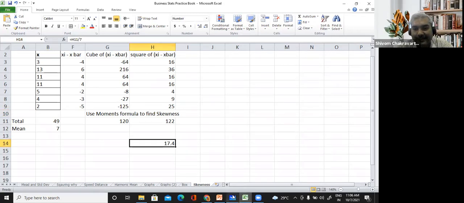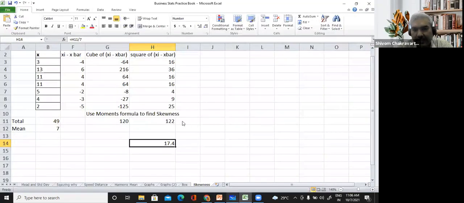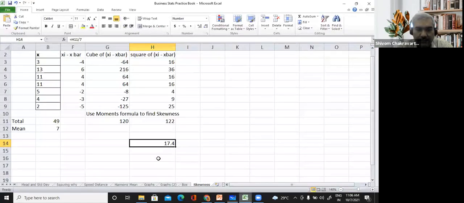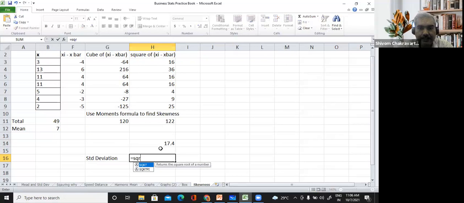So this is actually not our standard deviation. What we have calculated till now is not our standard deviation. The square root of that number will be our standard deviation. So standard deviation equals square root. There is a square root function, SQRT. That is 4.17.